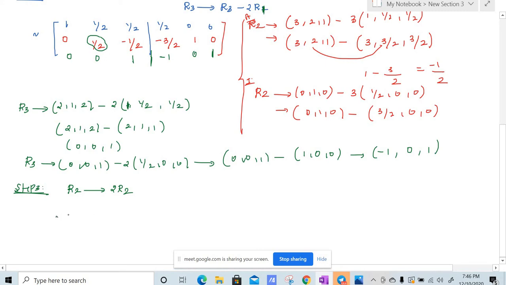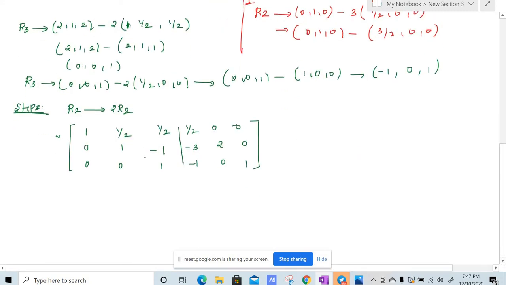So when I use this transformation, this matrix will be, the first row will remain as it is, 1 1 by 2 1 by 2, and this will be 1 by 2 0 0. We are multiplying R2 by 2, so it will be 0, this will be 1, this will be minus 1. When you multiply 2 here, 2 will get cancelled, and again here it will be minus 3 2 0. R3 you can write as it is, so 0 0 1 minus 1 0 1, right?